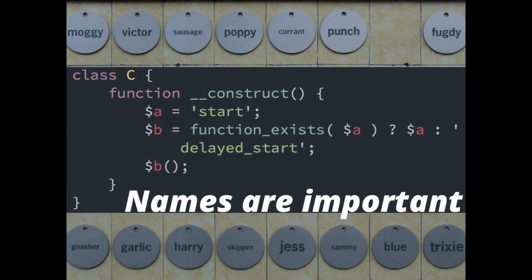The next example is just bad naming. This I actually made up. This isn't real code, but here we have a class named C and some variables A and B. Based on some definition of whether this start function exists, we either execute start or execute delayed start over here. So this makes it really hard to understand what's going on in this class. If I instantiate C, it's going to either do start or delayed start, but you wouldn't be able to tell that by just reading the code really quickly.